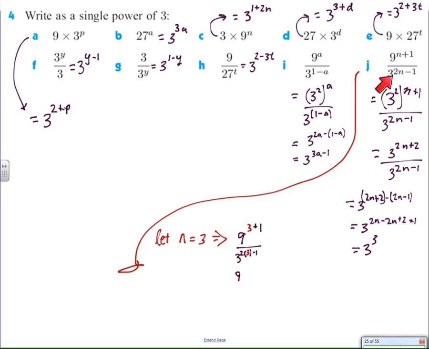So this is another one of those crazy situations where it doesn't matter what I choose n to be. If n is 1,000, or if n is 1, or if n is pi, it doesn't matter. This number will always be 3 cubed, or 27.